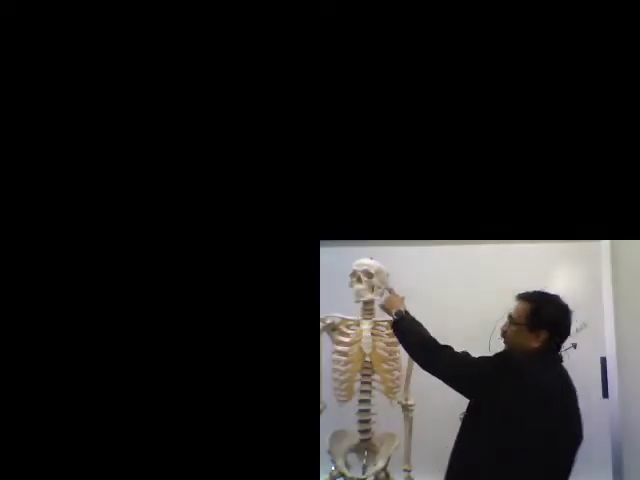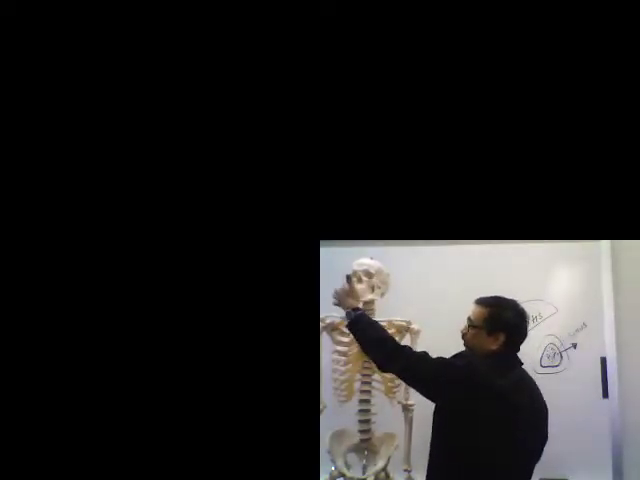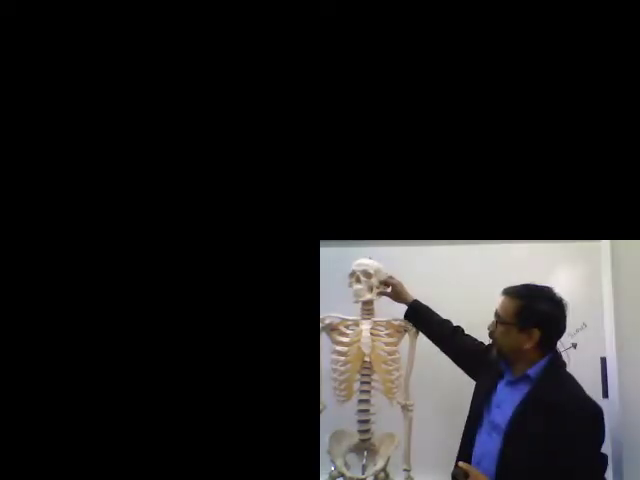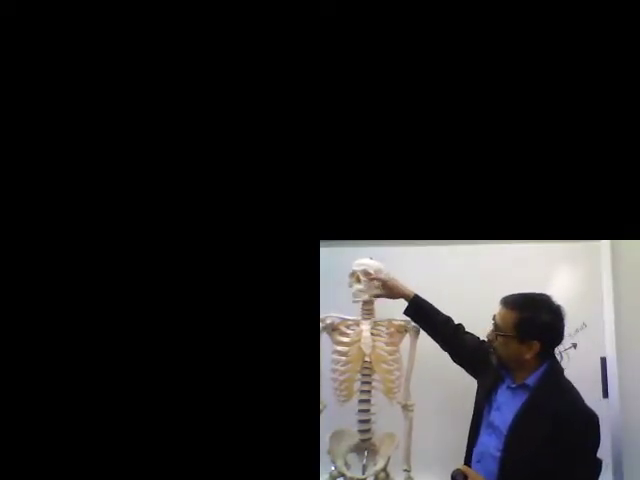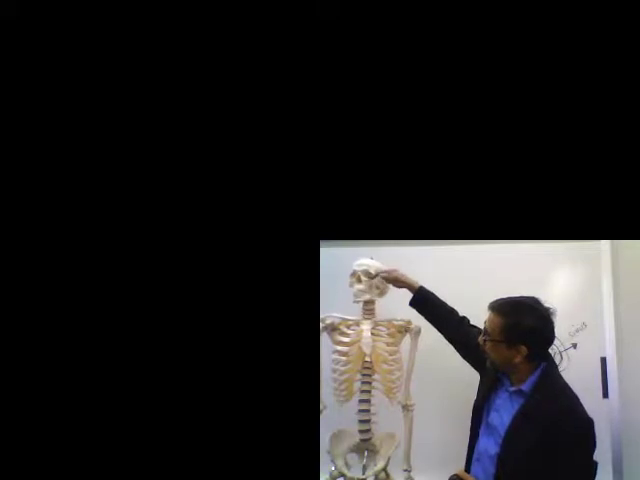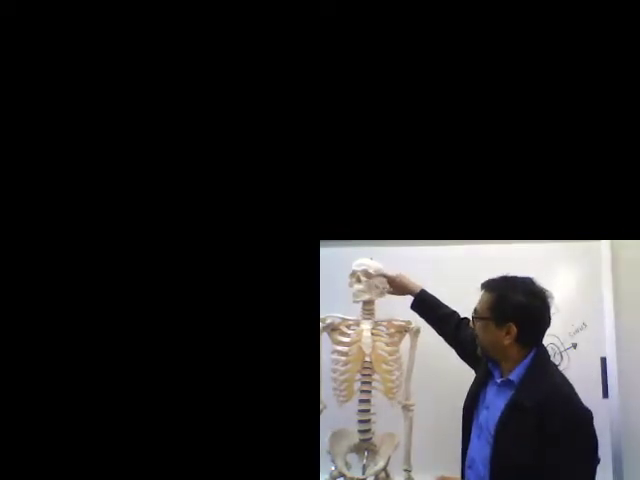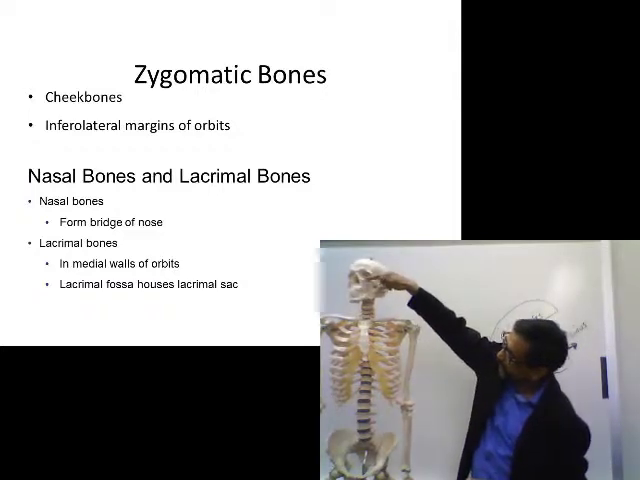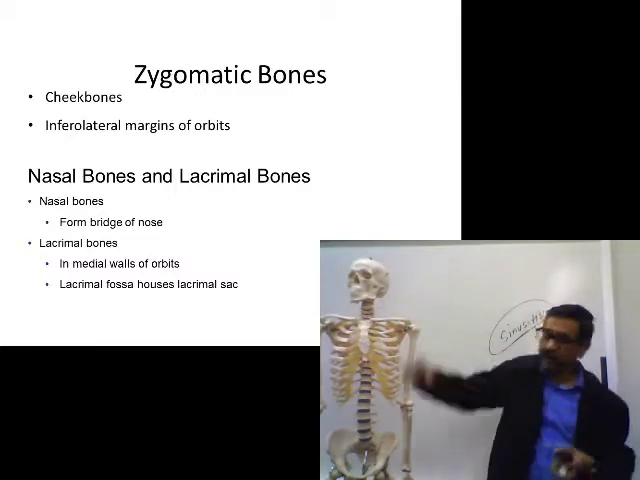Zygomatic bones. These two are zygomatic bones or cheek bones. Okay, and if you see here, zygomatic bone forms the lower lateral, that means inferior lateral margin of the orbit. So this is the orbit and this is the zygomatic bone. So it forms the lower part as well as the lateral part. So lower lateral portion of the orbit.